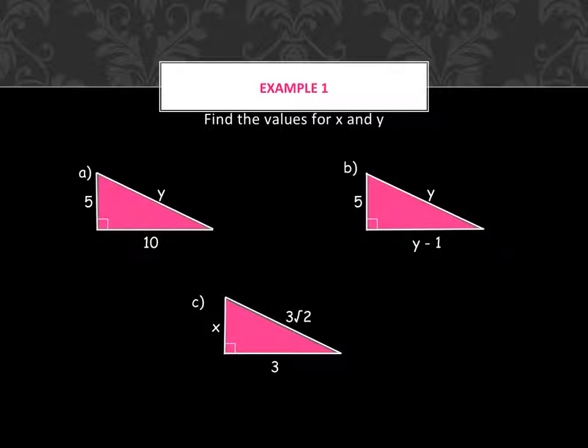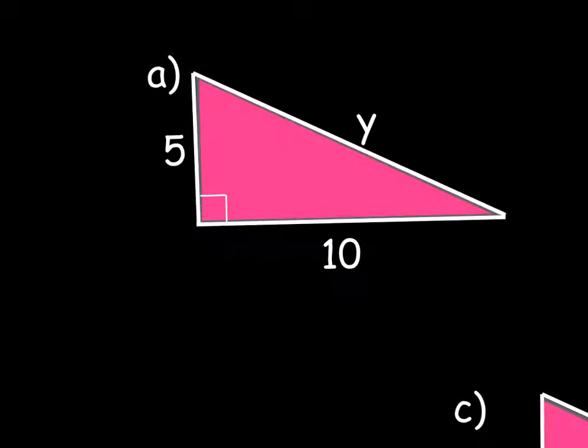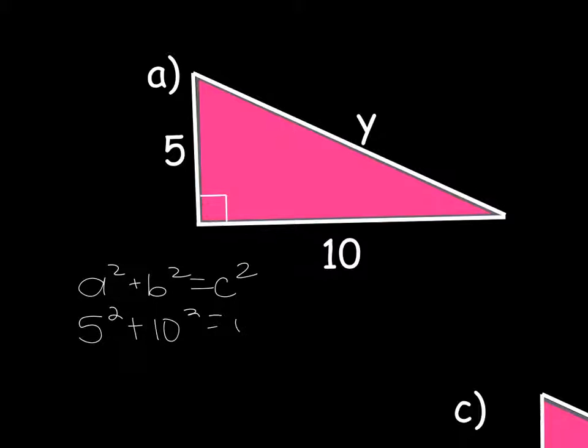If they're not triples, then you plug it into the equation. So if I look at A, it says that one leg is 5, the other leg is 10, and Y is the one that's missing, which is my hypotenuse. So since a squared plus b squared equals c squared, I would say that 5 squared plus 10 squared equals Y squared.